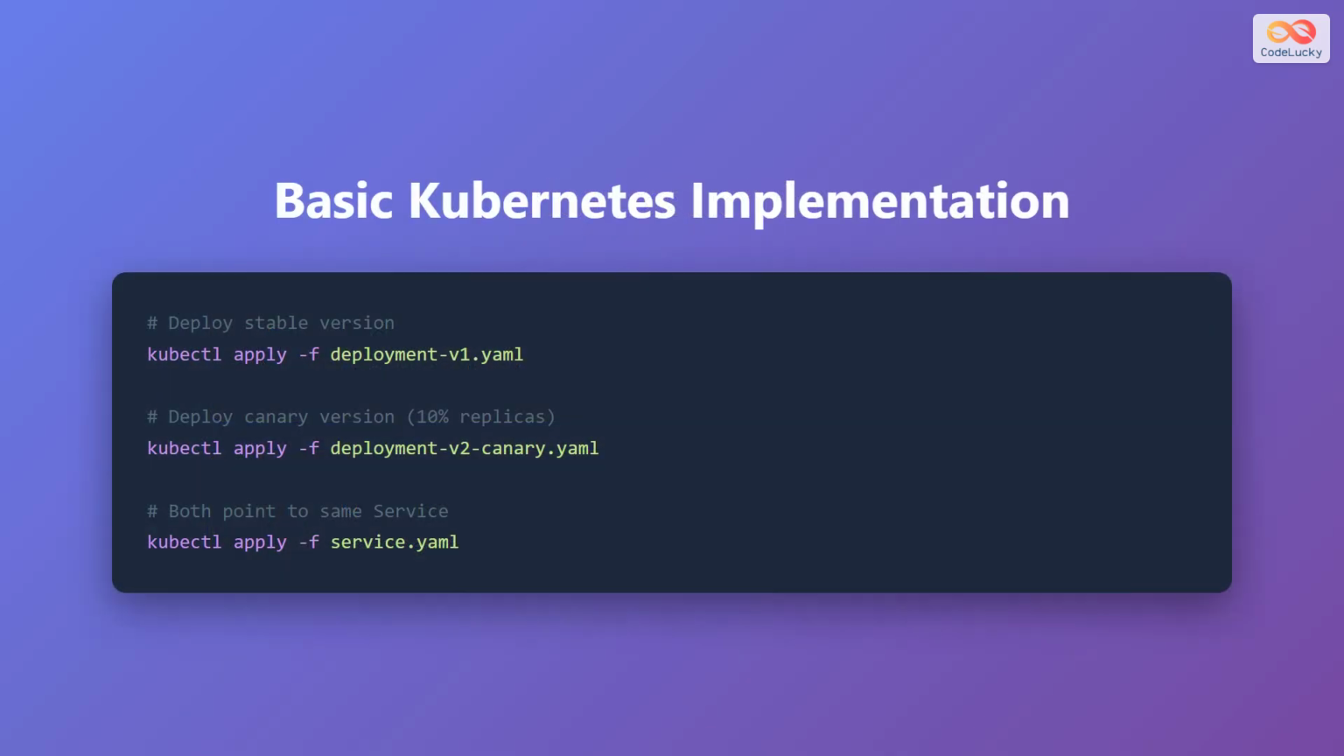Implementing canary deployments in Kubernetes is straightforward. You start by deploying your stable version using kubectl apply with your version 1 deployment YAML file. Then, you deploy the canary version with a smaller number of replicas, representing about 10% of your total capacity. Both deployments point to the same Kubernetes service, which automatically load balances traffic between them based on the number of replicas in each deployment.